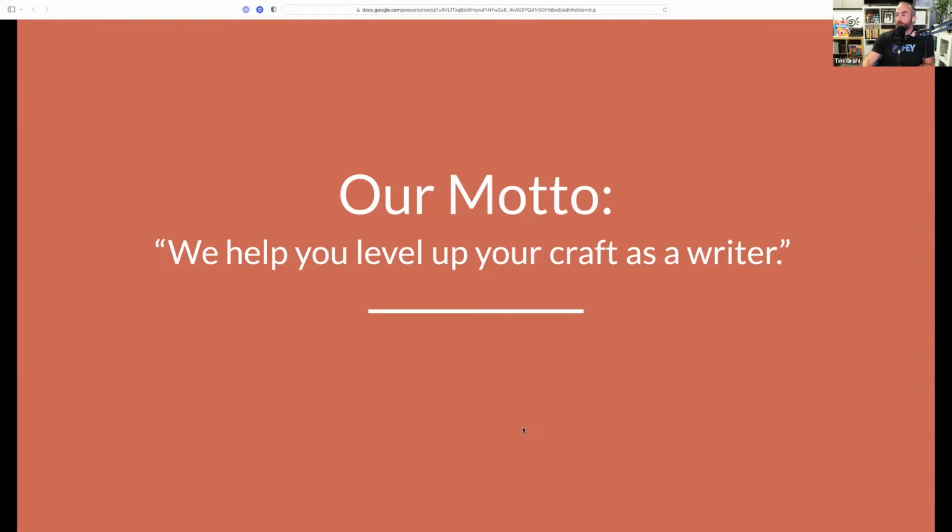But of course, when we talk about leveling up your craft, the next question may be, well, what are those levels? What are the levels of writing that we've talked about? I've shared these before in different places, but I always like to come back to these and look at what we consider the 7 different levels of writing.